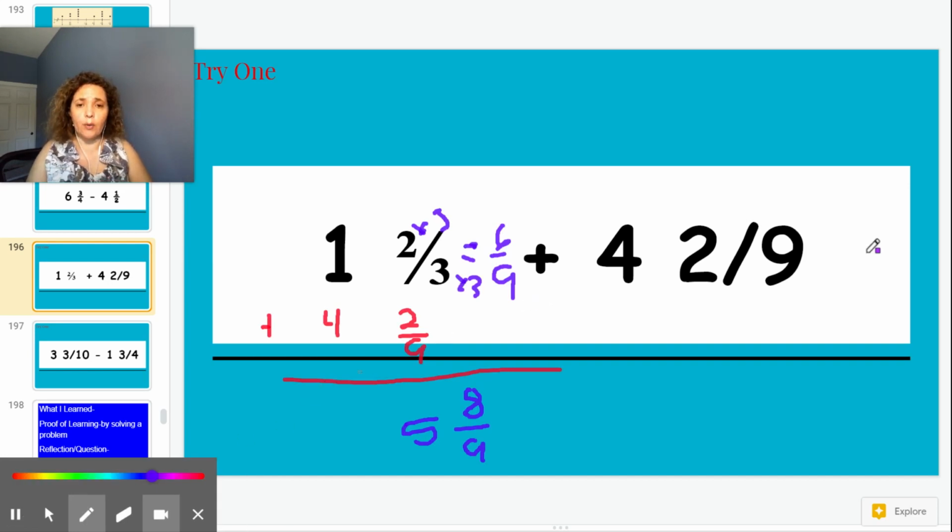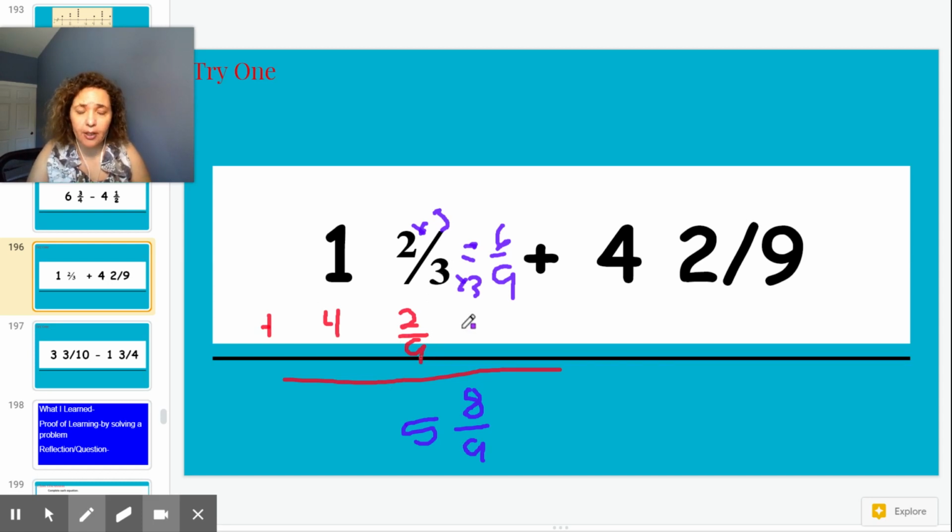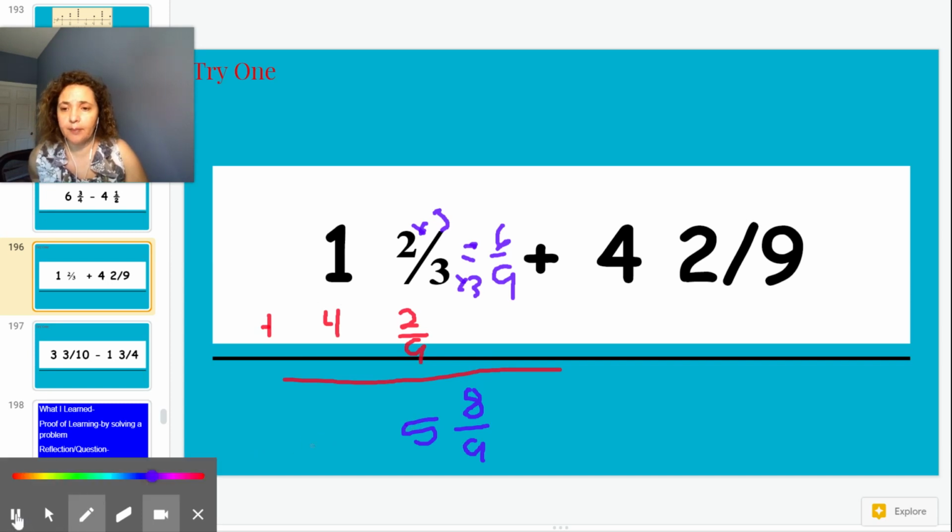All right, so I rewrote it. I brought my 4 and 2/9 over here. I said, does 3 go into 9? Yes, so that's my common denominator. So I left that alone. Change this one. 3 times 3 makes 9. So I'm going to multiply top and bottom by 3. 2 times 3 is 6. So it gives me 6/9. 6 plus 2 is 8. 8/9. 4 plus 1 is 5. 5 and 8/9.